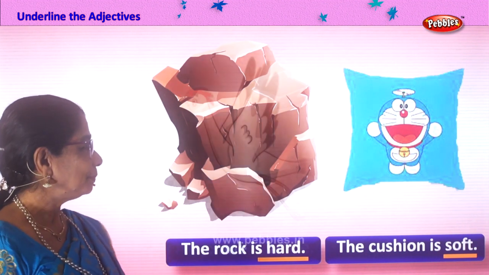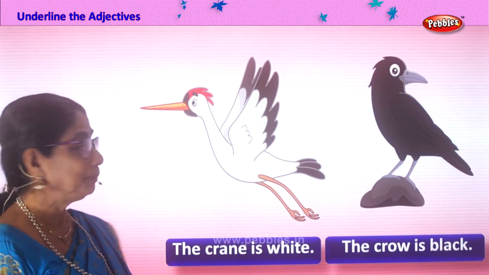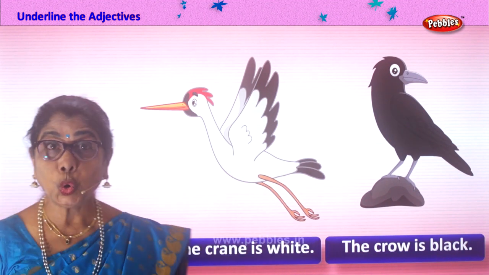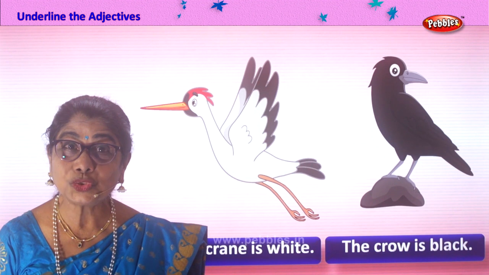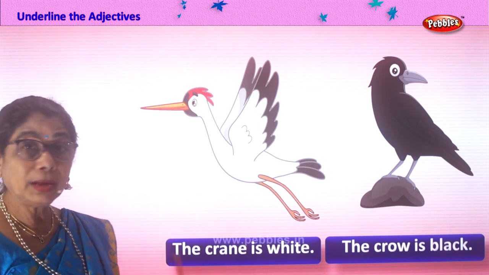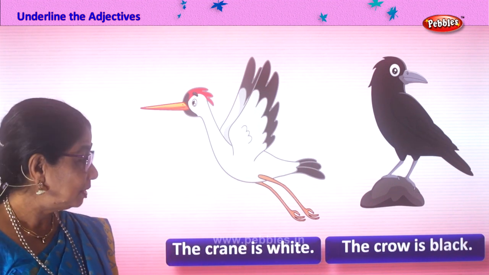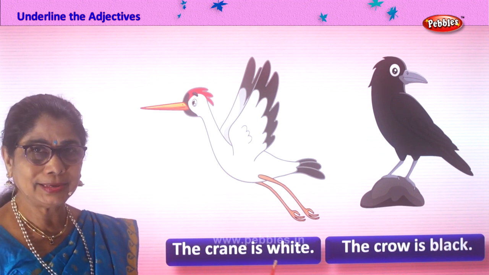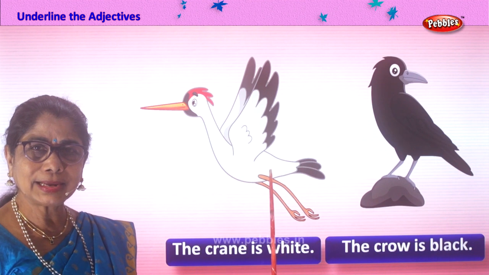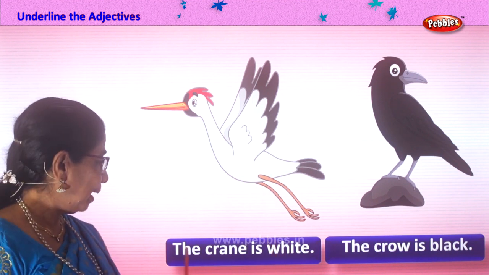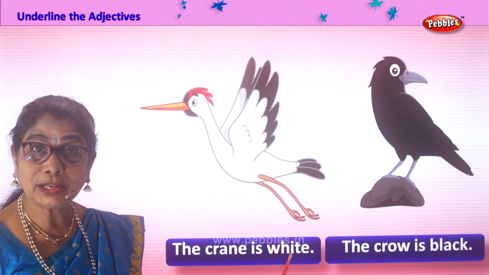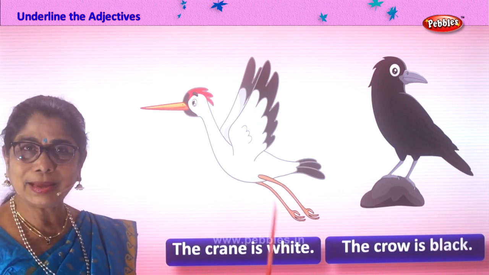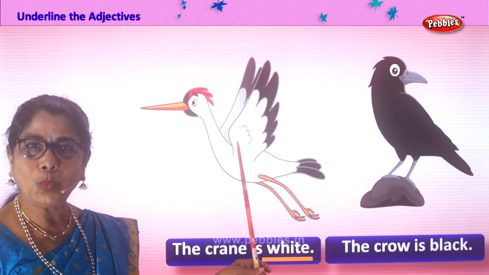Let's look at another picture. Look. What do you see here? You have a crane here. You have a crow here. Let's read. The crane is white. What is the color of the crane? White. The color white describes the crane. The crane is white. So we underline the word white, describing the crane.